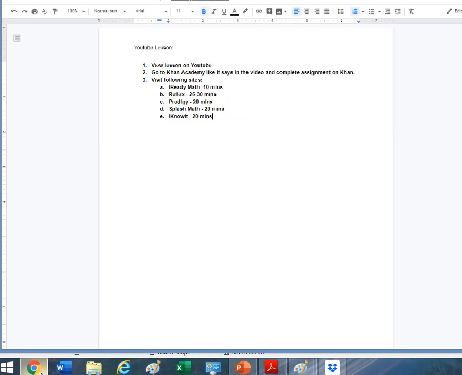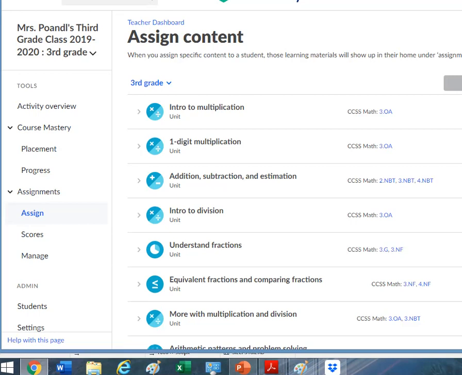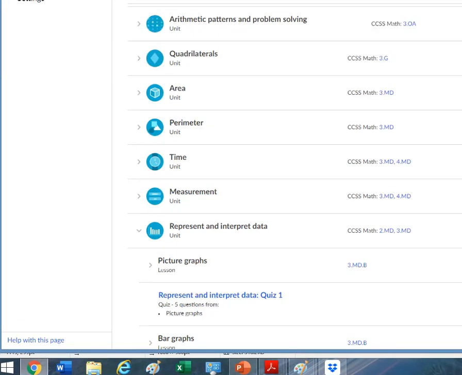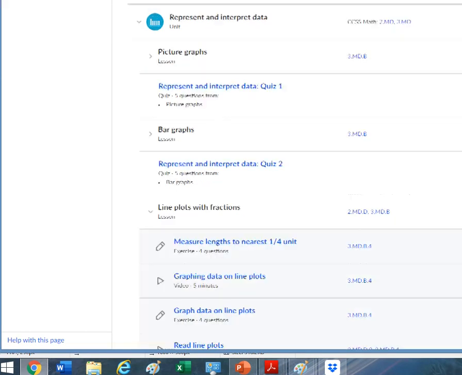All right, so let me go to your assignment. So you are going to go on Khan Academy. Now, I did send in messages on Dojo, the login for that, but I'm going to try to share with you on your own document and your own shared with me folder your username and passwords, but you can always message me and I can send it to you.